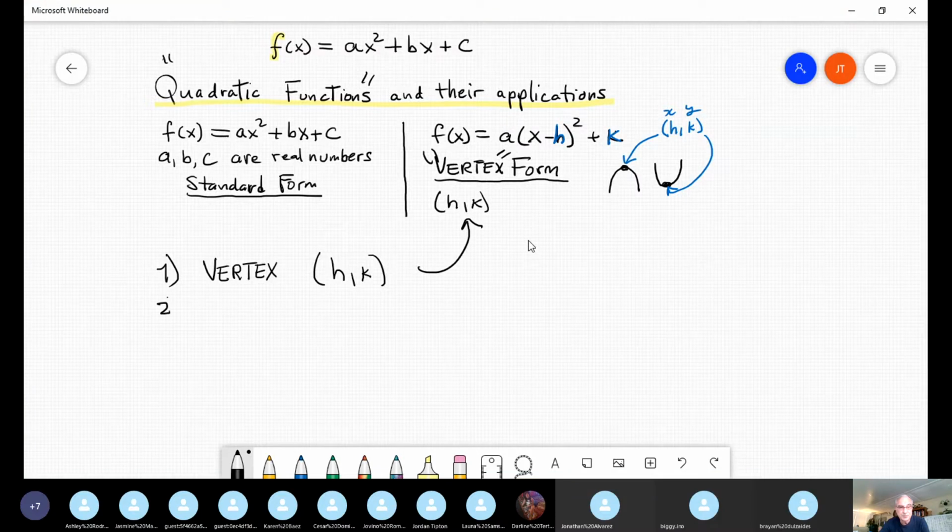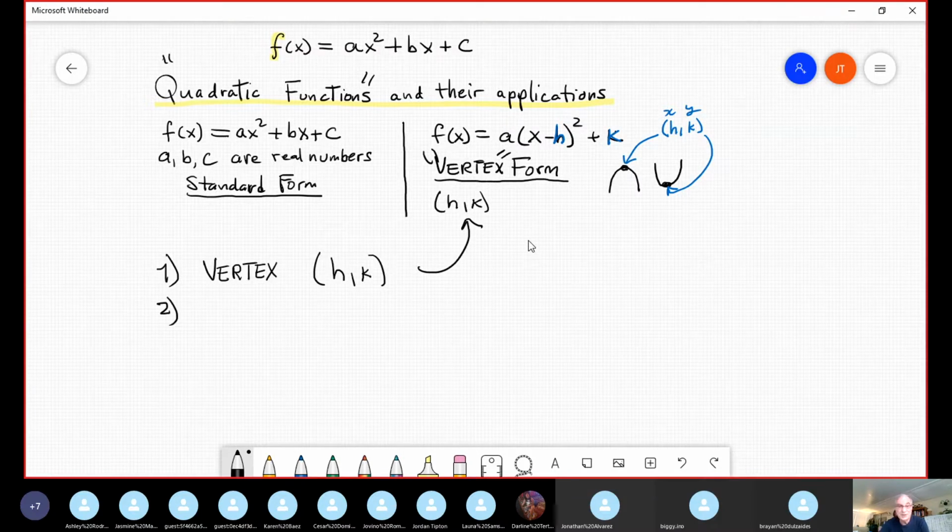Number two is to determine in what direction the parabola opens. We have two possibilities: up, like that, or down, like that. And the direction it opens is determined only by A. By the way, A is this parameter, exactly the same A. So in both equations you can see A, and A is the same A. We have no B here, no C, no h, no k, but yes, we have the same A.